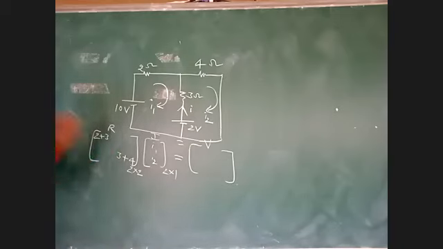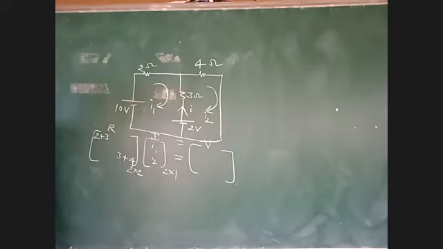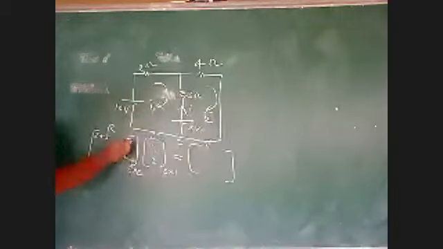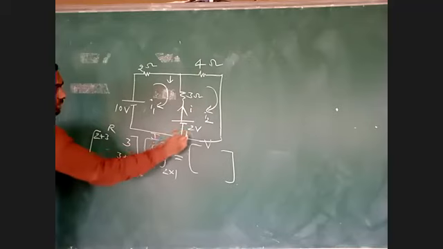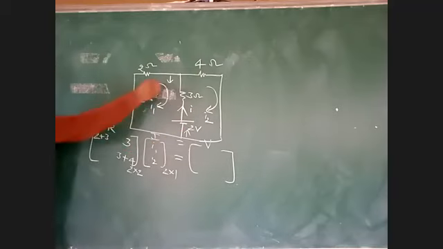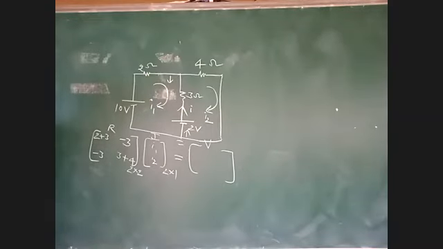Now come to the common elements, A12. First loop and second loop, common element. What is it? 3. But see, I1 is in the downward direction and I2 is in the upward direction. So what do you get? Minus. Here also minus. This is 3 plus 2 is 5. This will be 7.